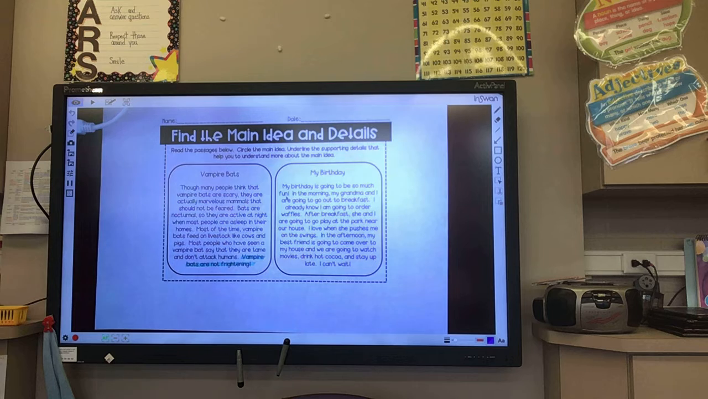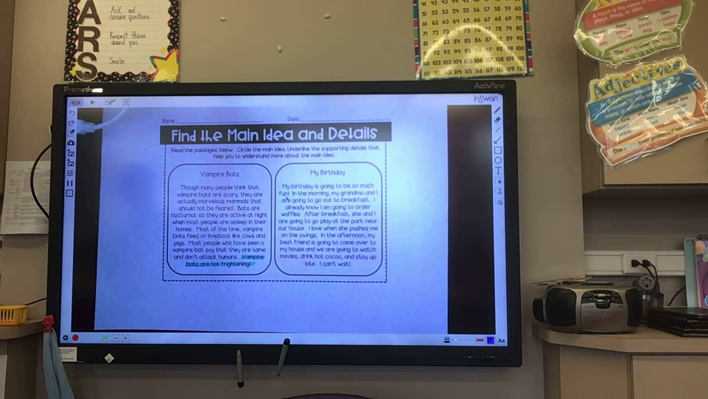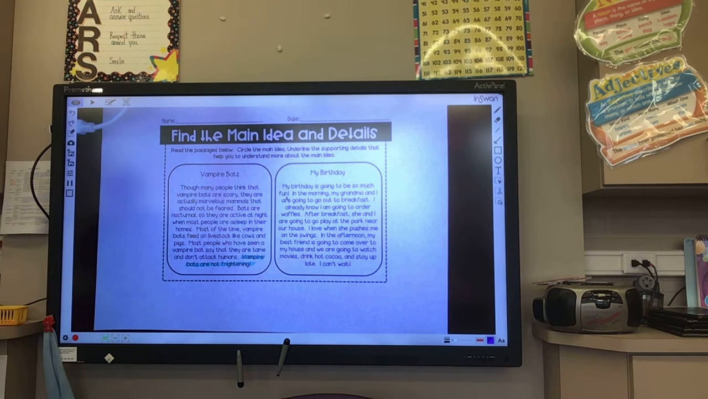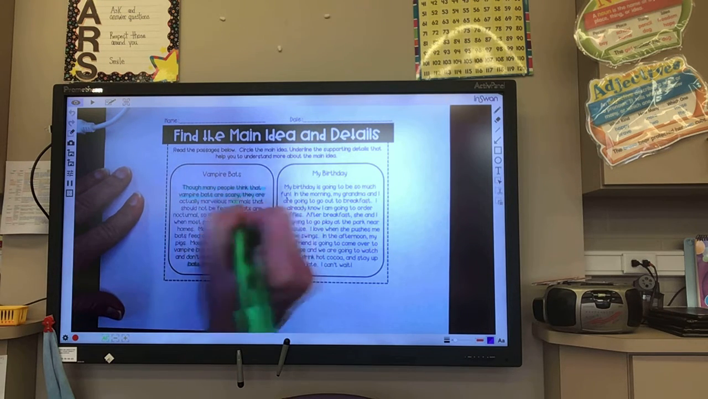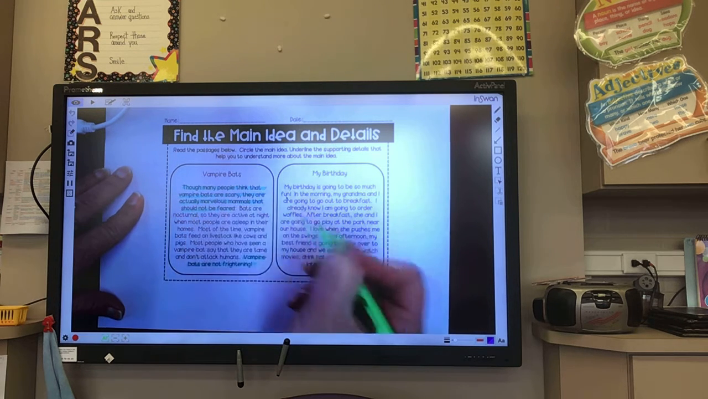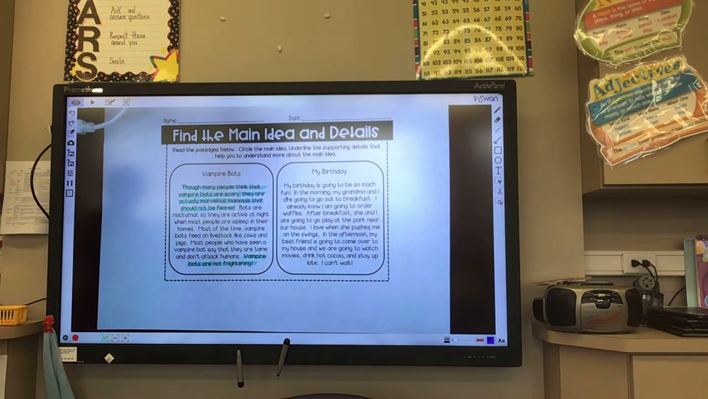Okay, there's another sentence that also tells us the main idea. Mikey? Vampire bats are not scary. Where does it say vampire bats are not scary? At the beginning. Here it says, though many people think that vampire bats are scary. Okay, there's that whole sentence. Let's highlight that. Though many people think that vampire bats are scary, they are actually marvelous mammals that should not be feared. Okay? These two sentences here, boys and girls, are the main idea.